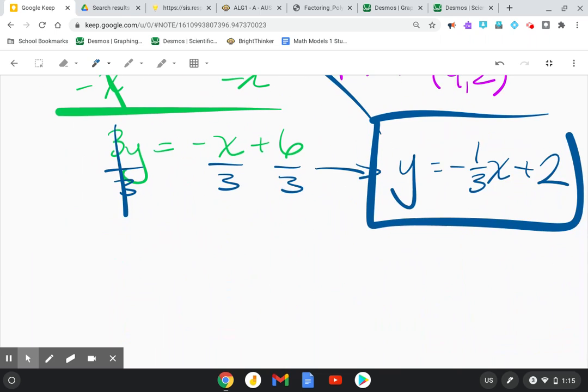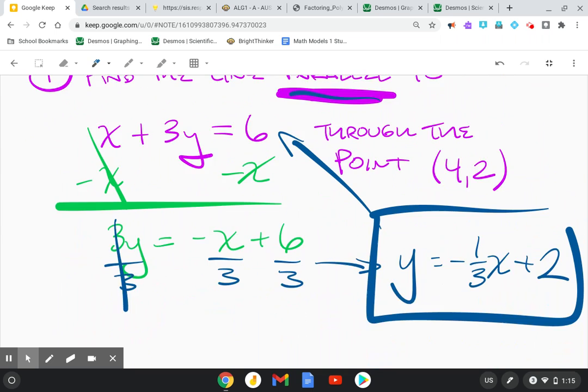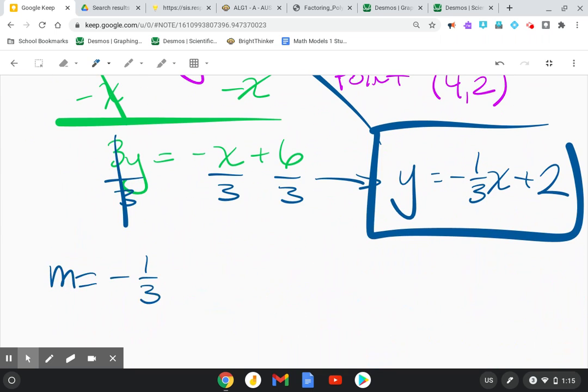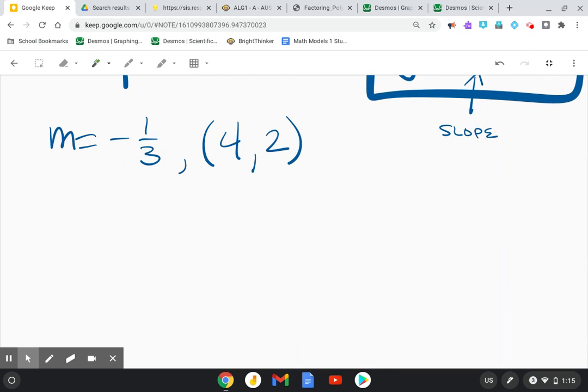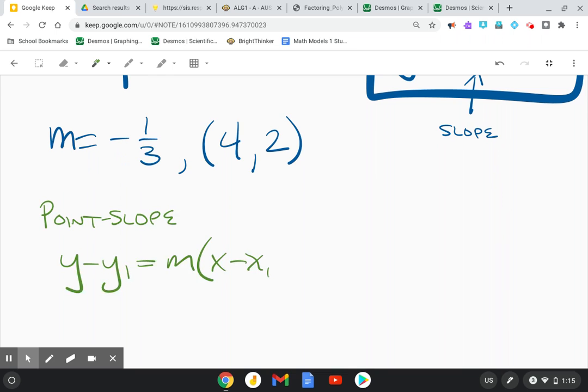Now we know what we need to know. We know that the slope of my parallel line is also negative 1/3. That's coming from right here. That's the slope. And then we also know that it goes through the point (4, 2). This is the type of problem that we did in our previous lesson. It's called point slope. So I'll remind you of the point slope formula: y minus y1 equals m times x minus x1. So we're going to plug in our values into that equation.